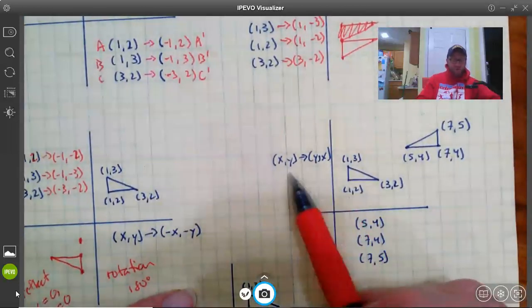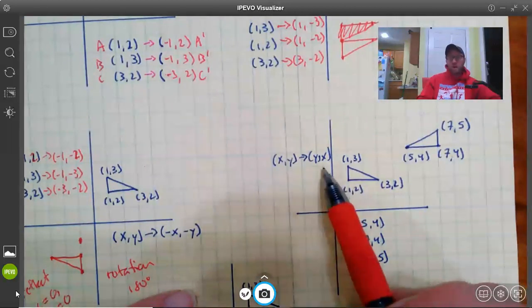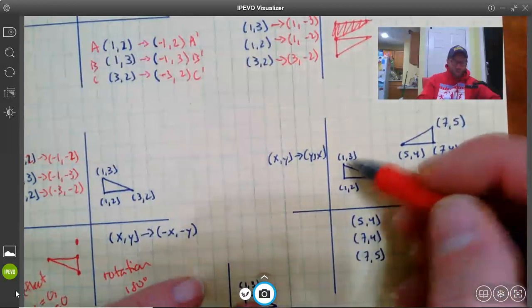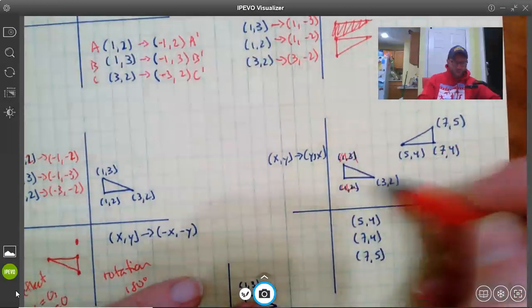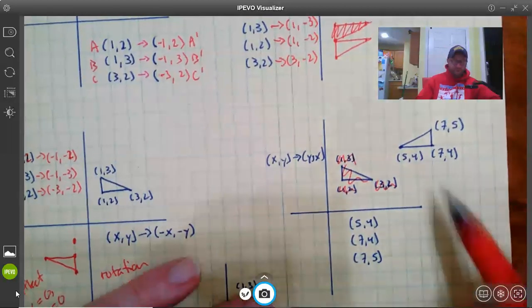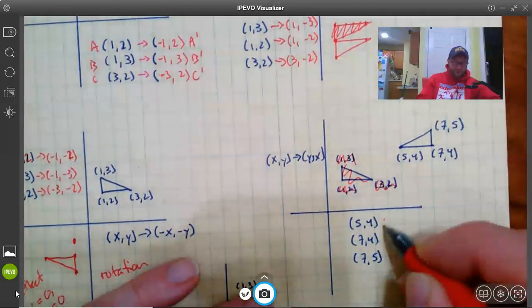Next door here, let's see, something a little different. We're going to flip the coordinates. So we're going to input (x, y), but we're going to output (y, x). So we're going to flip them. And here, by the way, I wanted to use a different triangle for a reason. So let's see, we got (5, 4).